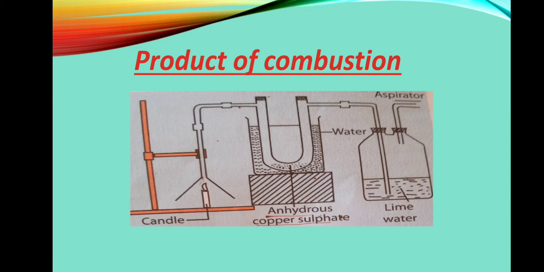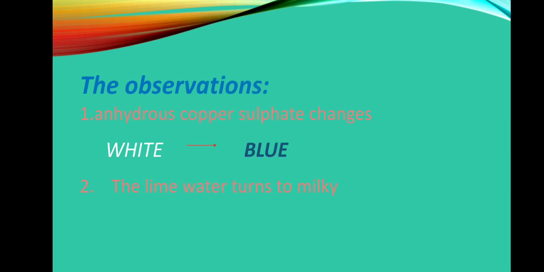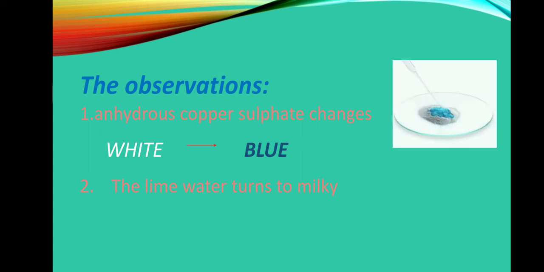What is the main use of anhydrous copper sulfate? Have you heard? Here, look at this one. Anhydrous copper sulfate is a white colored substance. When water is there, what happens? It changes to blue. So, when the smoke goes, the white anhydrous copper sulfate converts into blue. So you have to conclude there is water vapor.